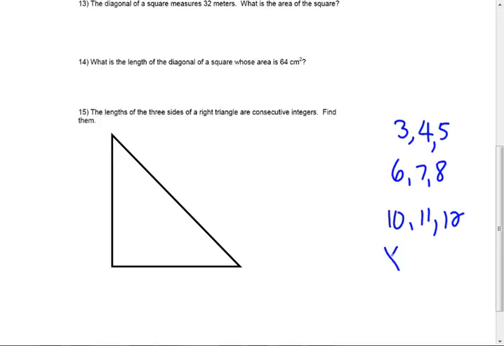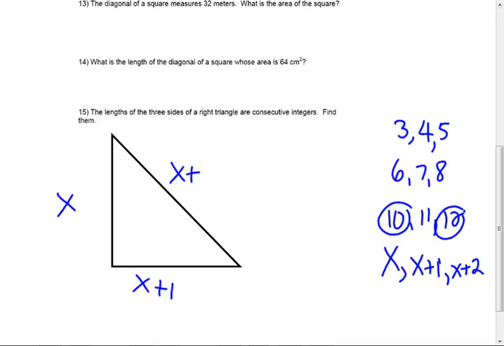If the first one is x, what's the next one? X plus 1. This is one bigger than that. If I want to do this one, it's x plus what? 2. So you're not going to like this. This is x, this is x plus 1, and this is x plus 2. Now we have to do the work.